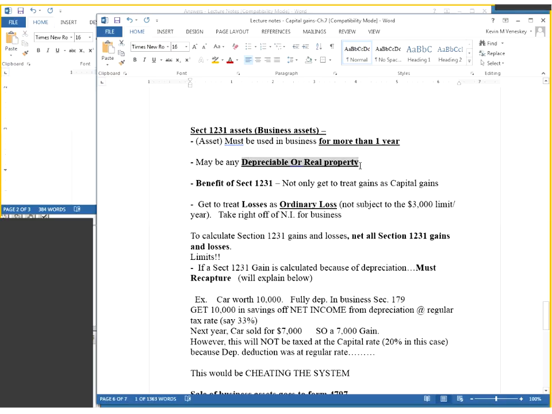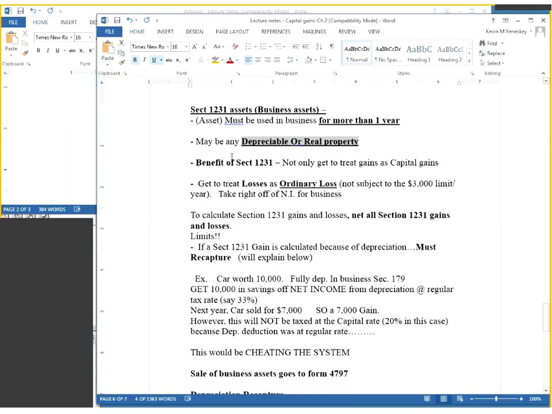And this is any asset in the business, doesn't matter if it's actual equipment or if it's a building, as long as you've had it for at least a year. If you've had it for less than a year, then it's treated like a capital asset. The biggest difference between a capital asset and a Section 1231 asset is how you get to treat losses. The gain treatment is still the same.